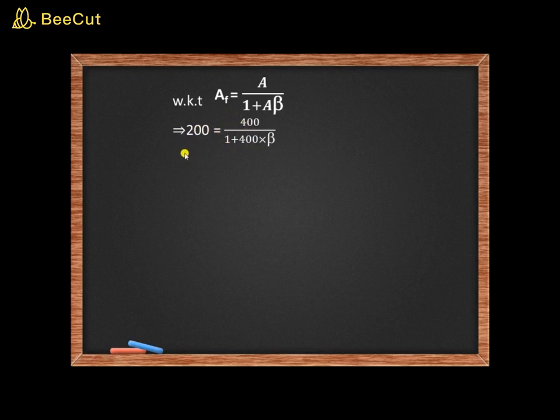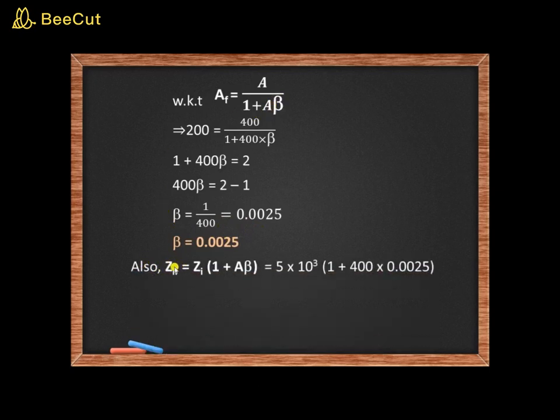Okay, so next 1 plus 400 beta is equal to 400 by 200, that is 2. Okay, so then 400 beta is equal to 2 minus 1. So when the 1 comes to this side it becomes minus, so 2 minus 1. So 400 beta is equal to 1 and beta is equal to 1 by 400 and it is found to be 0.0025. Beta is 0.0025.